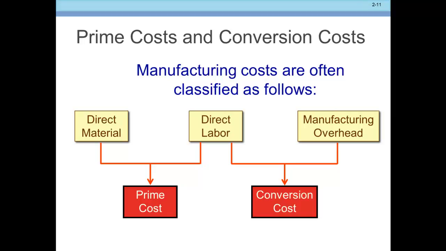So, do prime costs plus conversion costs equal total costs? I don't think so, because direct labor is in both prime and conversion costs, so adding them together gives you something greater than total costs. That's right. Prime costs include direct material and direct labor, and conversion costs include direct labor and manufacturing overhead.